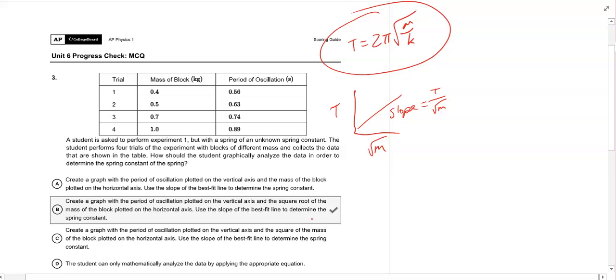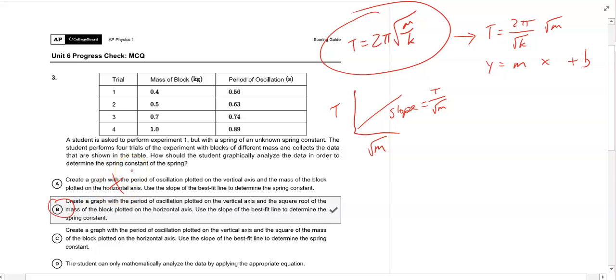Okay, so if we just rearrange this equation, and we've got, we can see y equals mx plus b. Anyway, our slope is the 2 pi over square root of the spring constant. So if we have that slope, we can just plug that in and get the spring constant there. So that's looking like our answer.